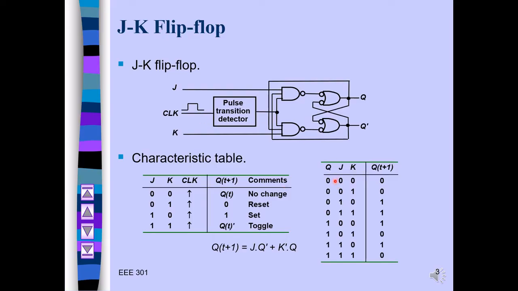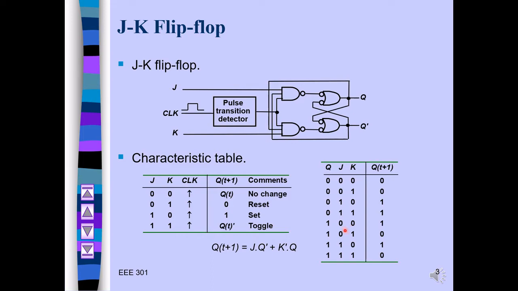For the first four situations, the present state is 0. So what will happen in the next state? If your JK is 0 0, no change, so previously it was 0, so it will be 0 in the next state. For 0 1, it is reset, so it's resetting to 0. Previously it was 0, again it's resetting to 0. For 1 0, it is set, so whatever value Q has does not matter, it will be set to 1. For 1 1, it is toggle, so the previous value was 0 and now the next value will be 1.